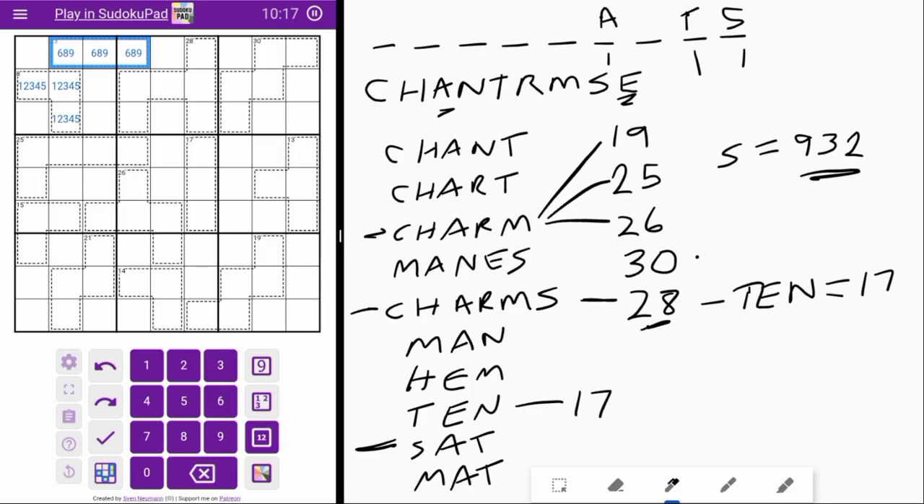And from that, what can we get now? M-A-T, we can get mat. So I'll put the numbers under here now. If that's a 9, 8, 7, 6, 5, 4, 3, 2, 1. So mat has to be 6 and 8 is 14.